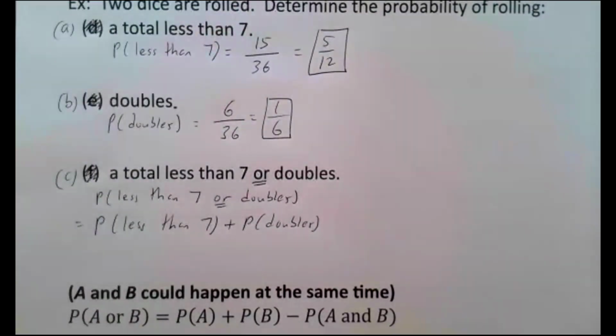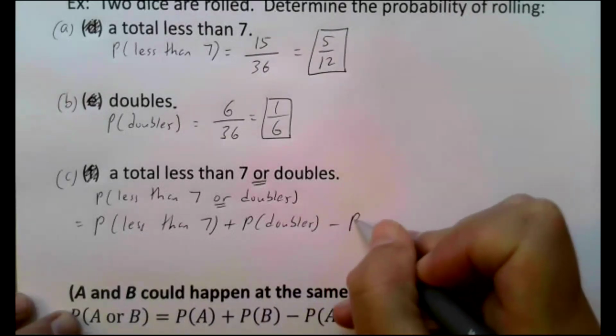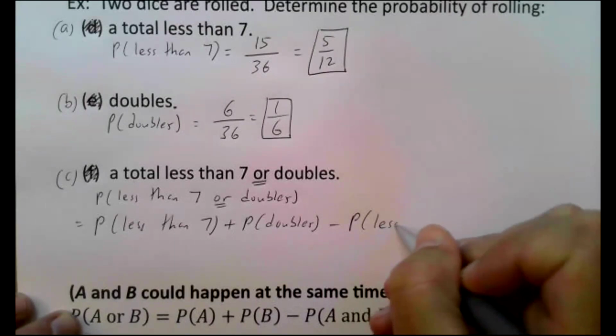Remember in the beginning, we said if A and B are not mutually exclusive, meaning if A and B could possibly happen at the same time, you have to use this formula here. And you have to have the subtraction part involved because that's fixing the double counting that happened. We double counted some elements. There are some elements that are both less than 7 and also doubles at the same time. And so we double counted those. We have to fix that double counting right here.